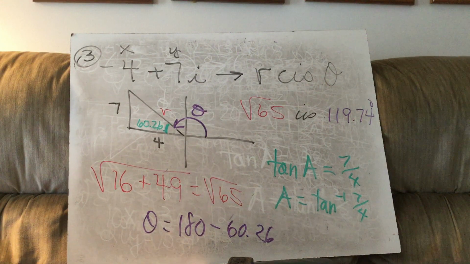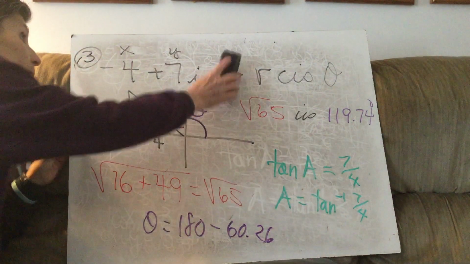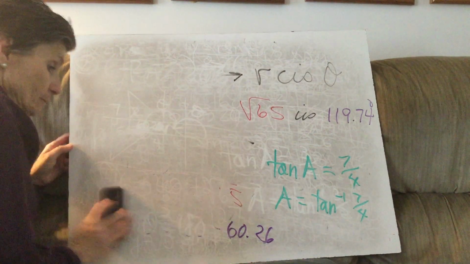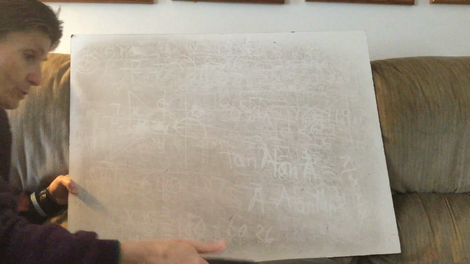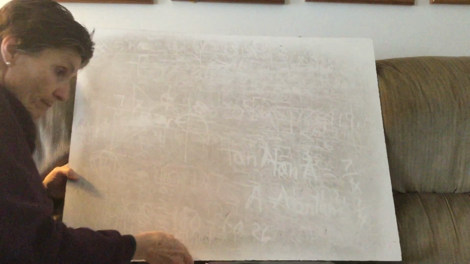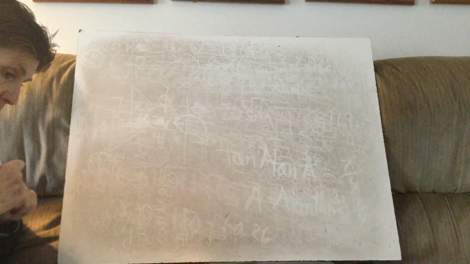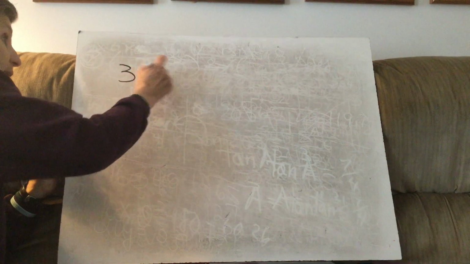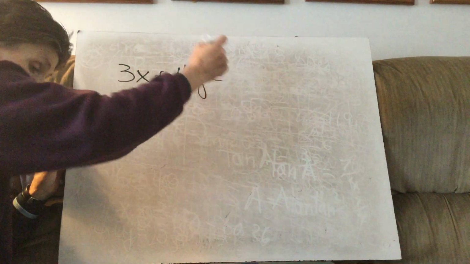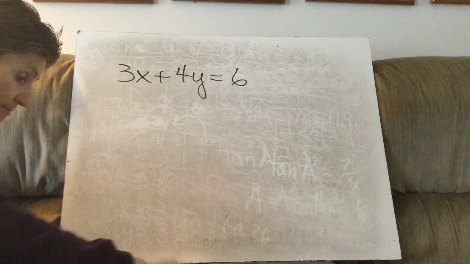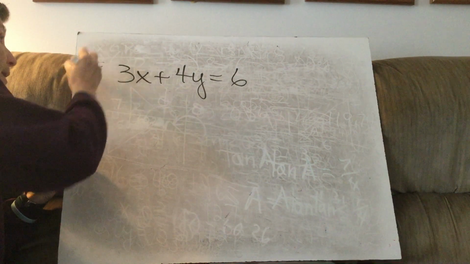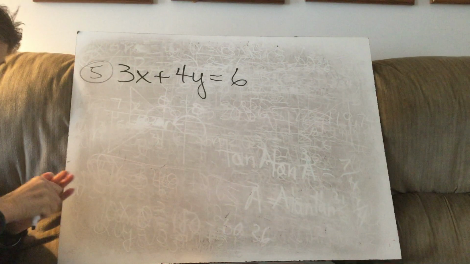All right, so now we're ready for the next page. We're going to convert to a polar equation. So we have 3x plus 4y equals 6. This is problem number 5. And we're going to convert it to a polar equation.